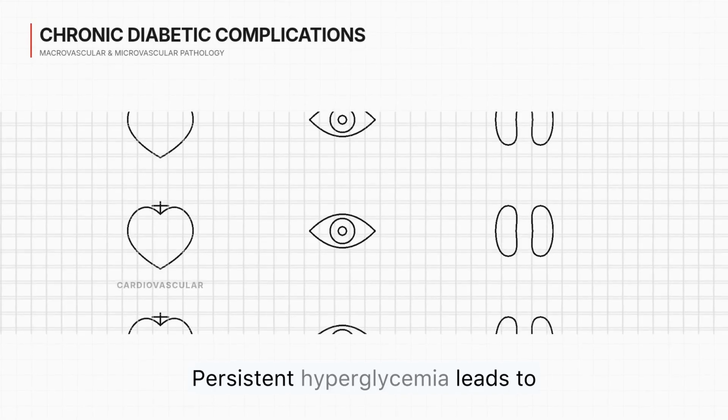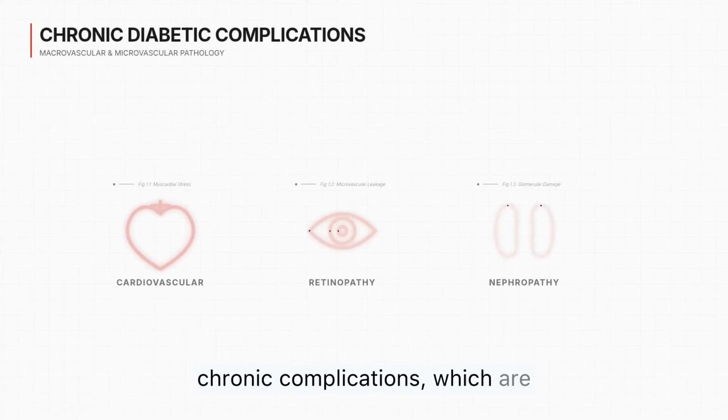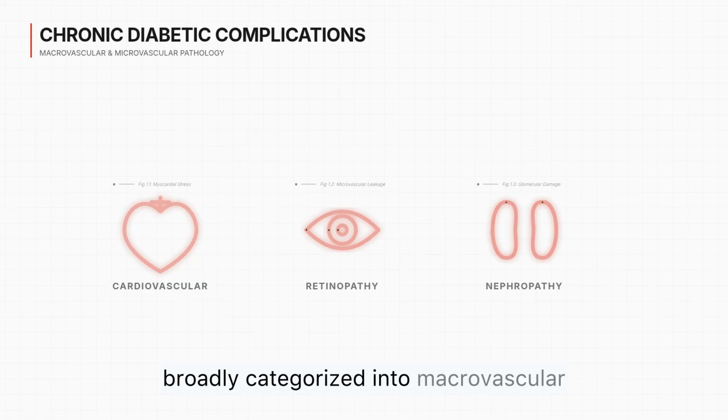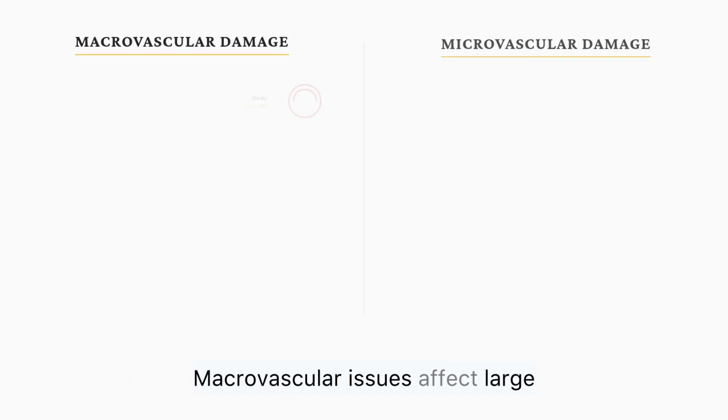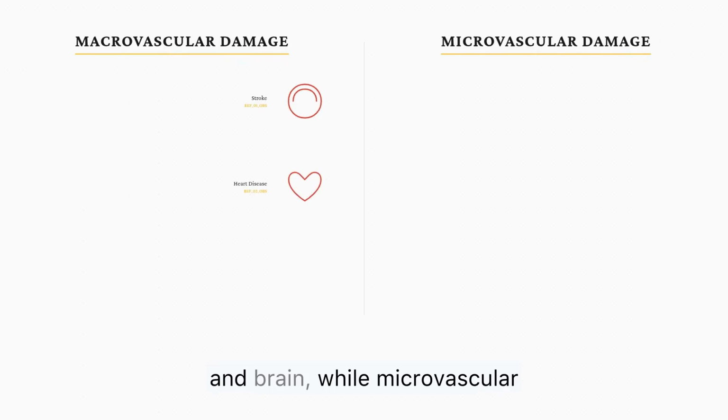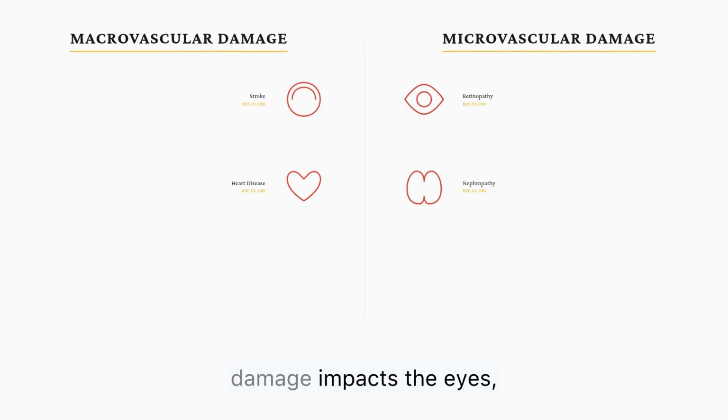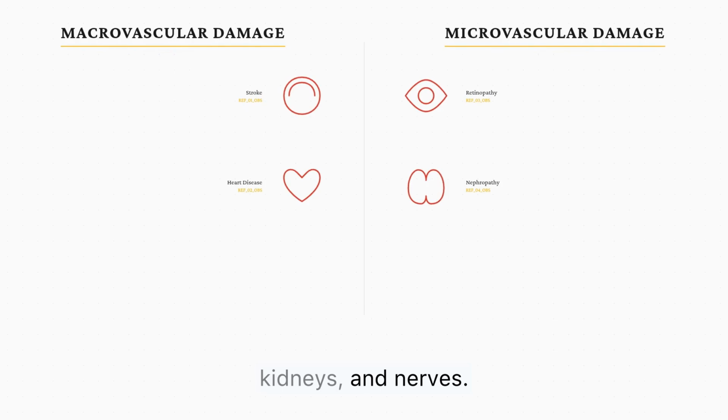Persistent hyperglycemia leads to chronic complications, which are broadly categorized into macrovascular and microvascular damage. Macrovascular issues affect large vessels, like the heart and brain, while microvascular damage impacts the eyes, kidneys, and nerves.